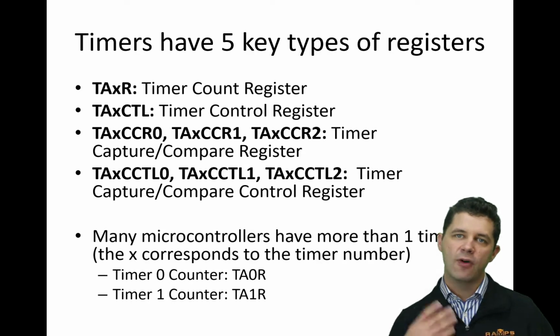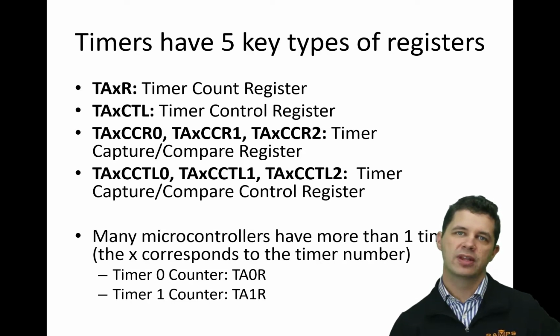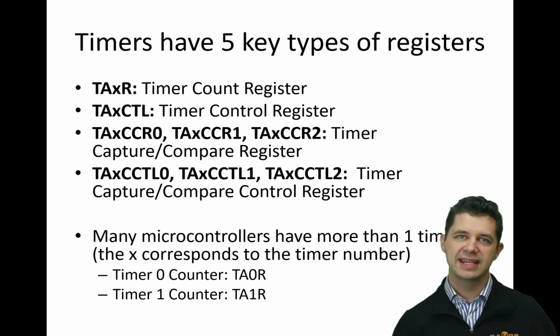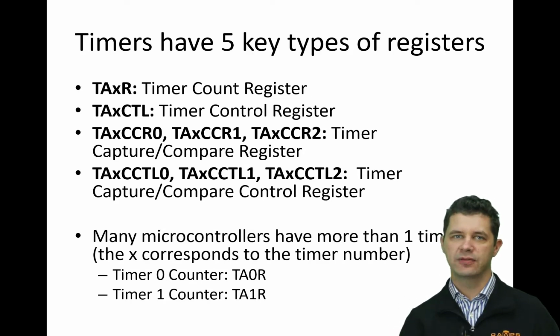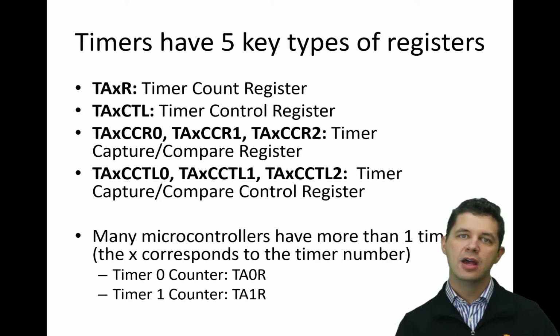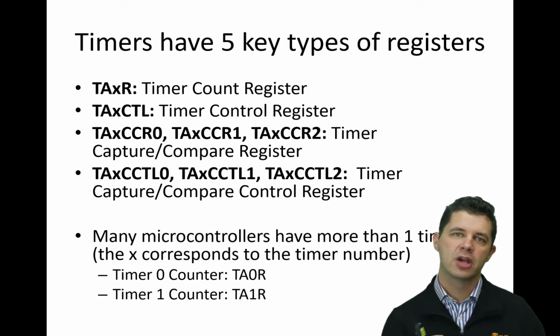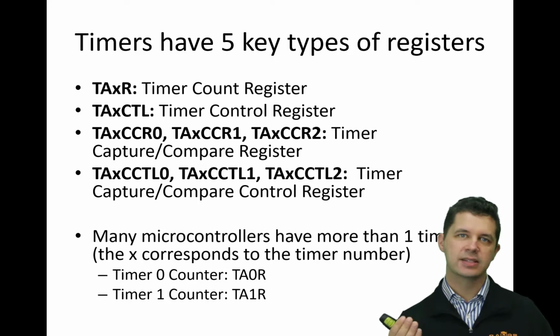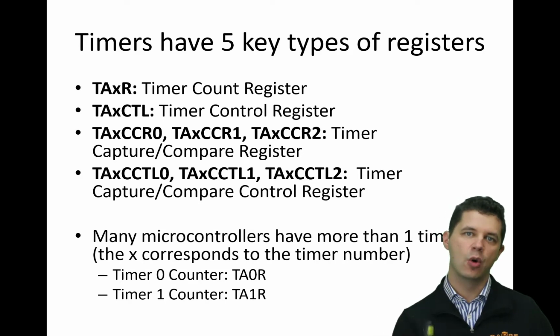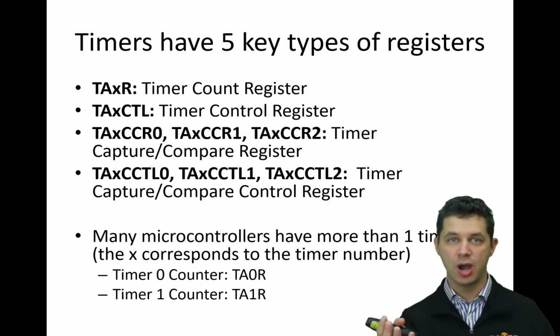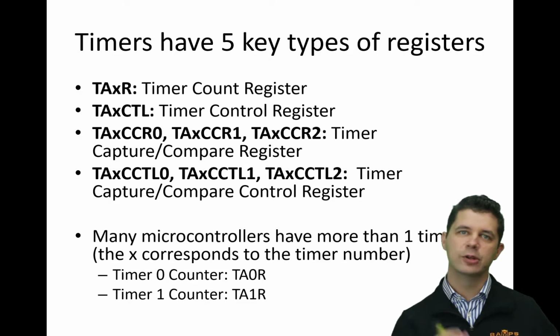Now, there are 5 different types of registers that we've got within our timers. So the first one, the TAxR, and I've written X there because we've got multiple timers within our device. We've got 2 timers, in fact, timer 0 and timer 1. So essentially what we do is we replace that X with 0 or 1, depending whether we're talking about timer 0 or timer 1. So you'll see that notation a fair bit.